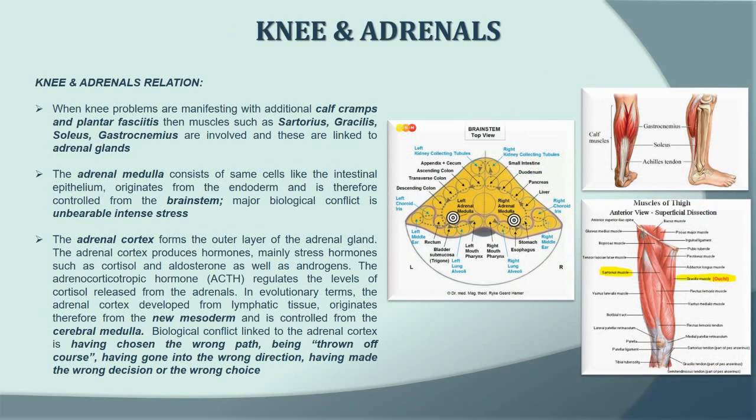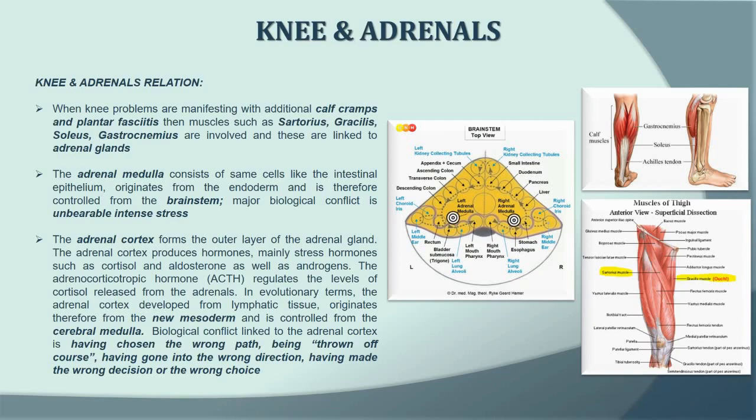There is also a relationship between your knee and your adrenals. So when knee problems are manifesting with additional calf cramps and plantar fasciitis, then your muscles such as the sartorius, the gracilis, the soleus, and the gastrocnemius are involved, and these are linked to your adrenal glands. The adrenal medulla consists of the same cells as the intestinal epithelium and originates from the endoderm and is therefore controlled from your brainstem. Major biological conflict is the unbearable intense stress in this case.